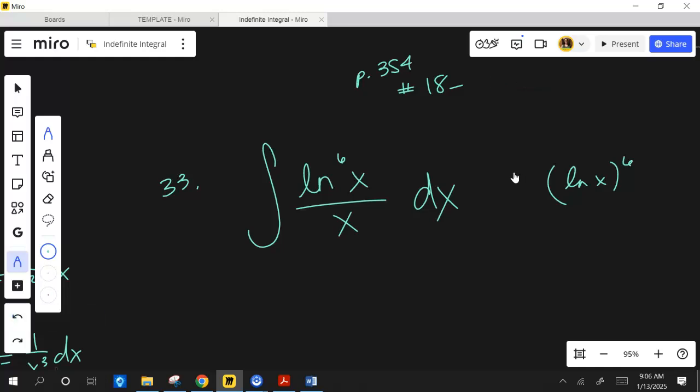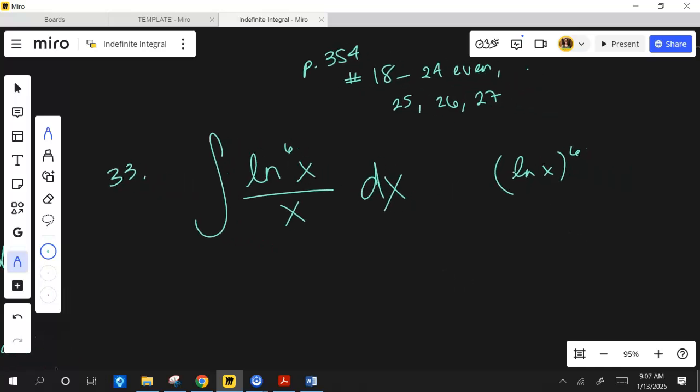Actually, let's go to 24 even, and then let's pick up 25, 26, and 27. Stop there. Again, these give you the u to use, so there's only 3 that you have to find your own u for. All right, what's your u here?